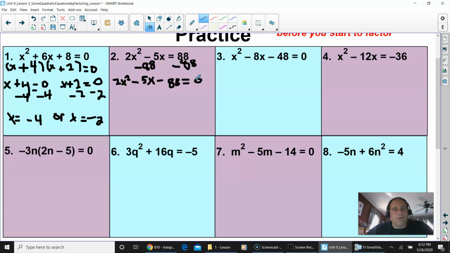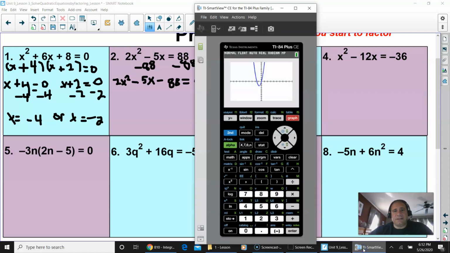So there are no common factors that go into 2, 5, and 88. So we have to factor by grouping. So the first thing that I'm going to do is just go ahead and bring up my calculator.